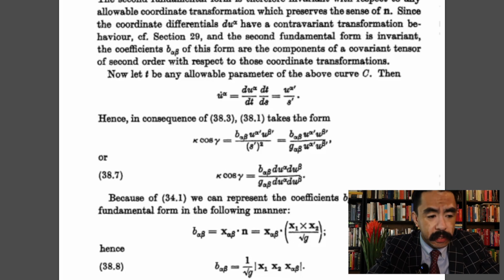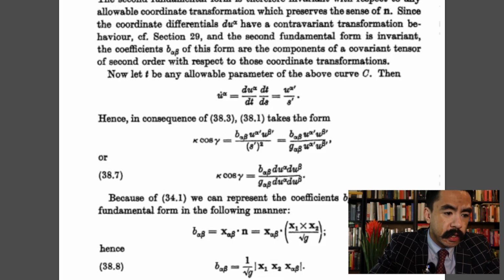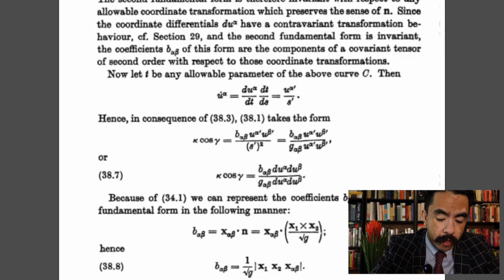Now let t be any allowable parameter of the above curve C. Then u̇^α = (du^α/dt)(dt/ds) = u'^α/s'. Hence, in consequence of the second fundamental form, the relation κ cos γ = the scalar product of ẍ and n takes the form κ cos γ = b_αβ u'^α u'^β / s'².